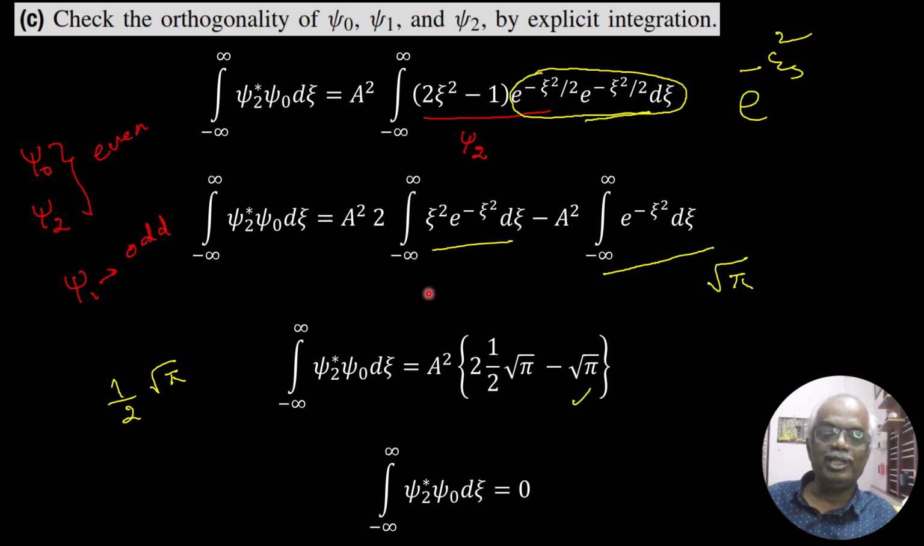So I can rewrite this. Already there is 2 here, and 1 over 2 square root of pi, this integral. This one will be simply square root of pi. So here 2 will get cancelled. So square root of pi minus square root of pi is 0. So we have proved that the wave functions are orthogonal with each other.